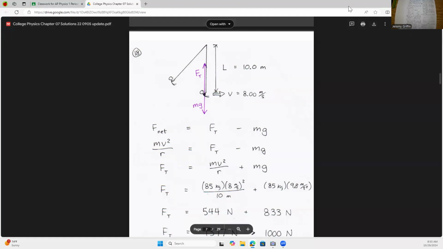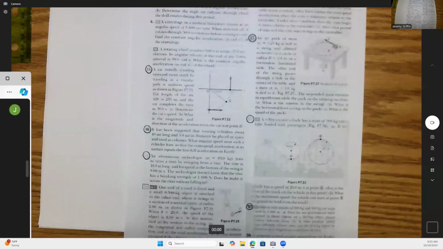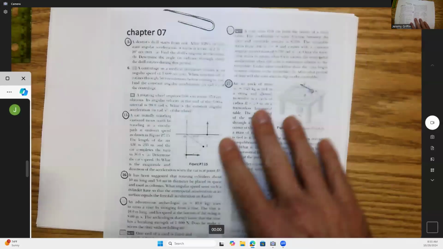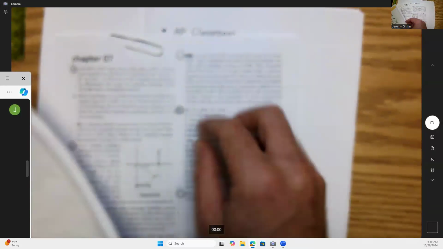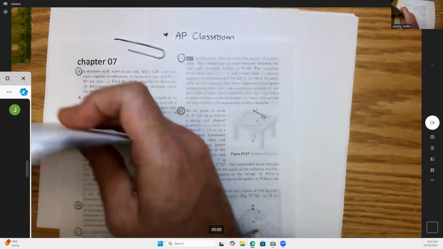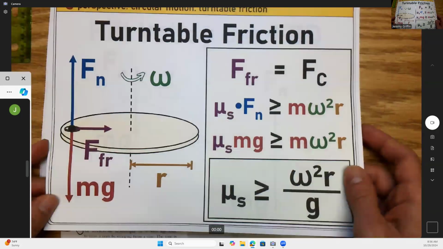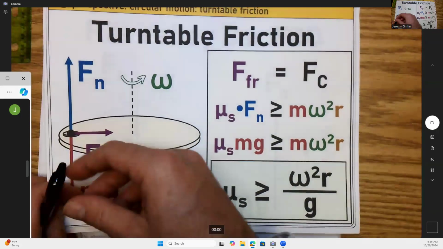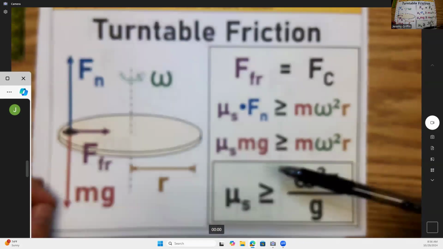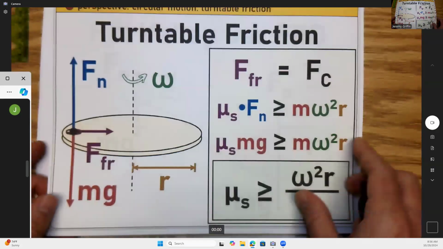All right, see what else. Number 20. Ooh, a coin on a turntable. Guys, a coin on a turntable. That sure makes me think of this, which is a lab I still want to do with you guys. We're either going to do this later this week, or I'll use it for a review lab in the future if I don't fit it in this week.